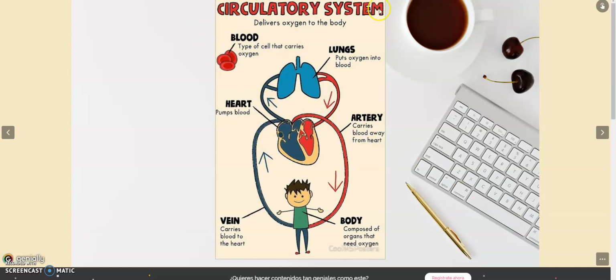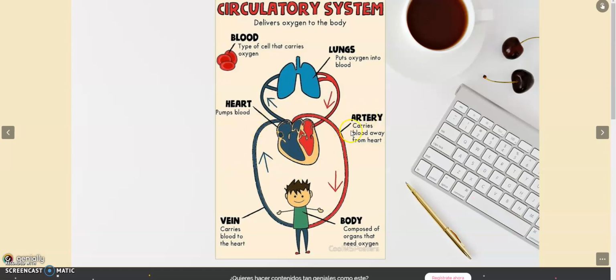We have the circulatory system and let's say the parts of the system. The first one is the blood. We have already studied this word, blood. Blood is sangre, okay? Blood. Then the blue one over here, we have two lungs. And what are lungs? Lungs are pulmones. Lungs. Then this organ is called heart. Heart. Corazón. Heart.